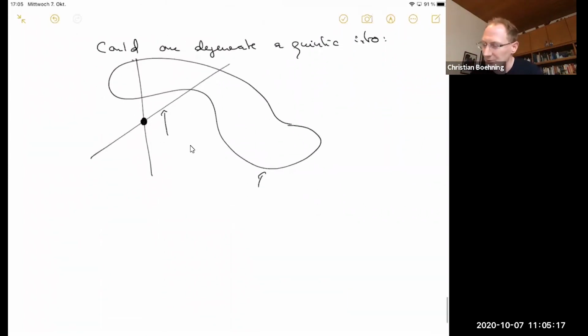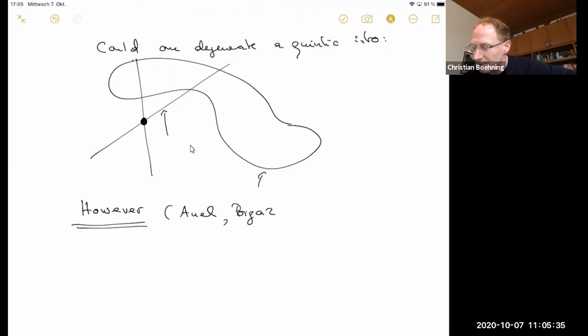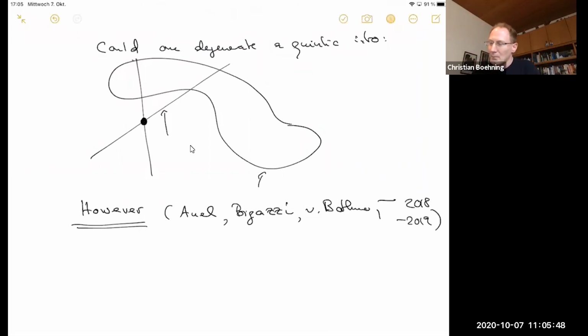However, of course, nature doesn't want to yield. So there's another catch now. This would be nice. So there's this combinatorial possibility in characteristic 2. However, some proof, this is work with Auel and a PhD student of mine, Picazzi, who finished this year, and von Bothmer. We did that from 2018, maybe 2019, something like this. So one can prove the following.